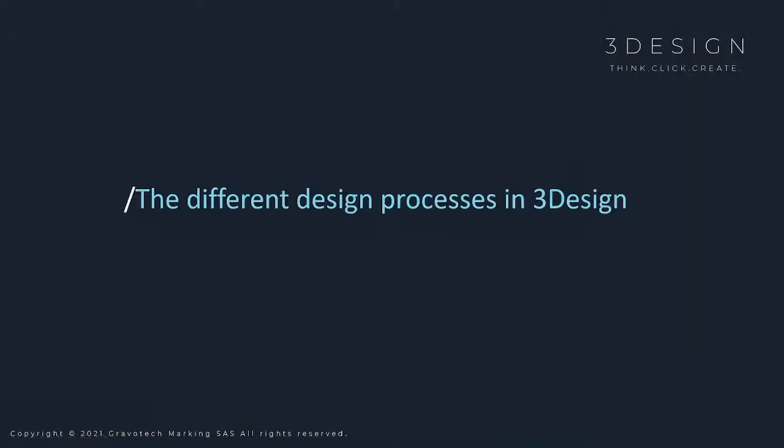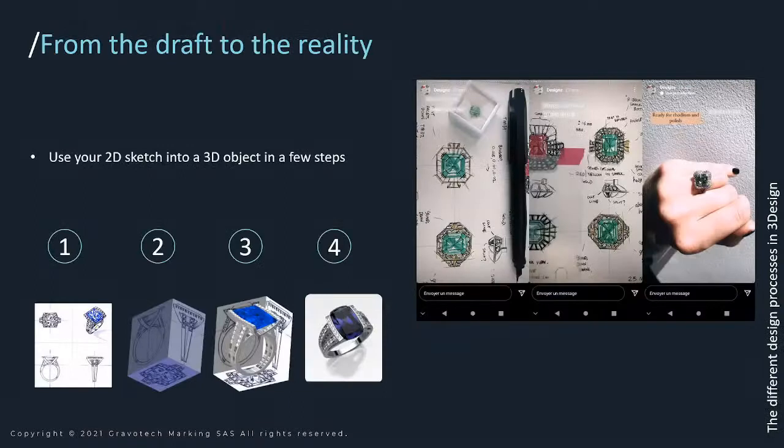Let's talk about the different design processes in 3Design. You have different ways to create your designs. The first possibility, if you have for example a 2D drawing, is to import it in 3Design and then transform it into a 3D object in a few steps, using the different tools you have available. Basically, you will work by transparency. You will see your drawings, and little by little, you will create your 3D design.